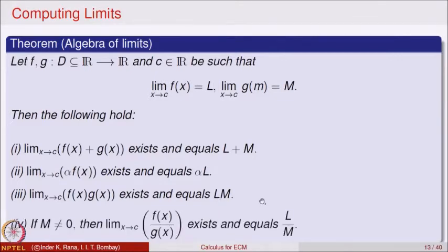And finally, if this M is not 0, then I can divide by that. So, it says that if M is not equal to 0, then f(x) by g(x) is defined for all points sufficiently close to C. So, you can find the limit as x goes to C of f(x) by g(x) exists and also equals the quotient of the corresponding limits. So, limit of the quotient, whenever the limit of the denominator is not 0, is equal to the quotient of the limits. These results are very much similar to the results for the algebra of sequences.